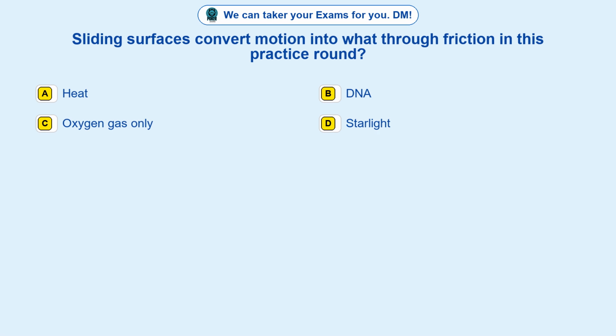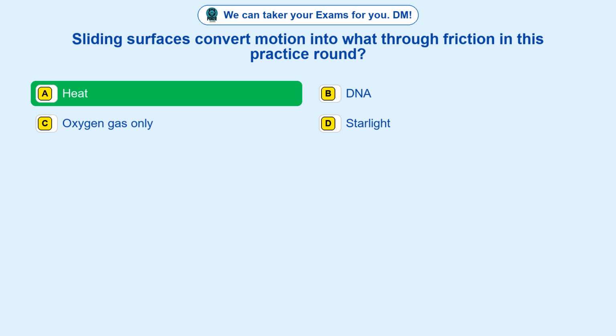Question 64. Sliding surfaces convert motion into what through friction in this practice round? Option A, heat. Option B, DNA. Option C, oxygen gas only. Option D, starlight. The correct answer is option A.